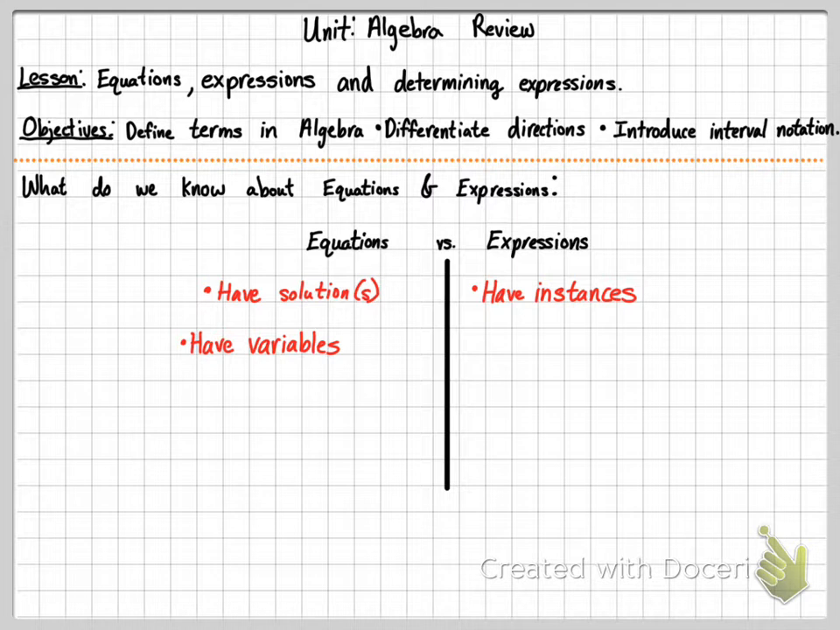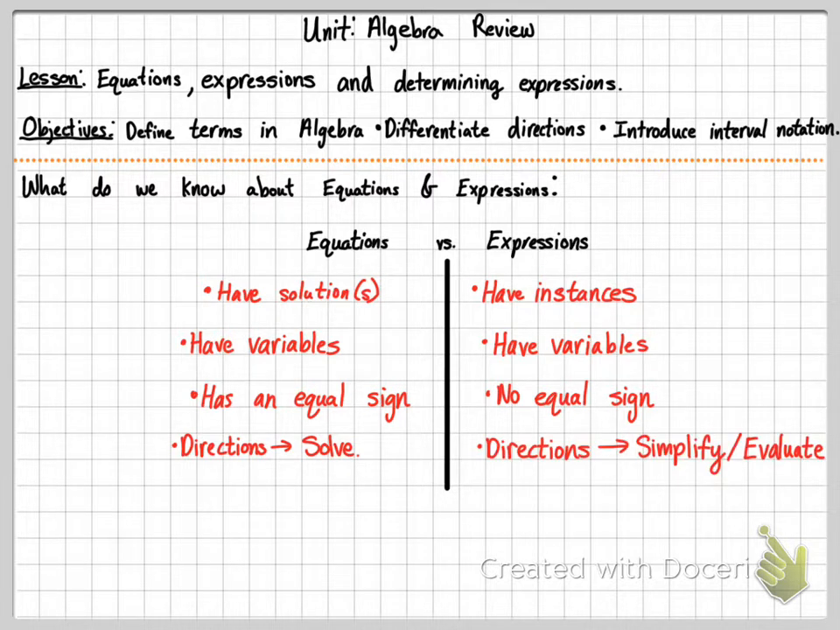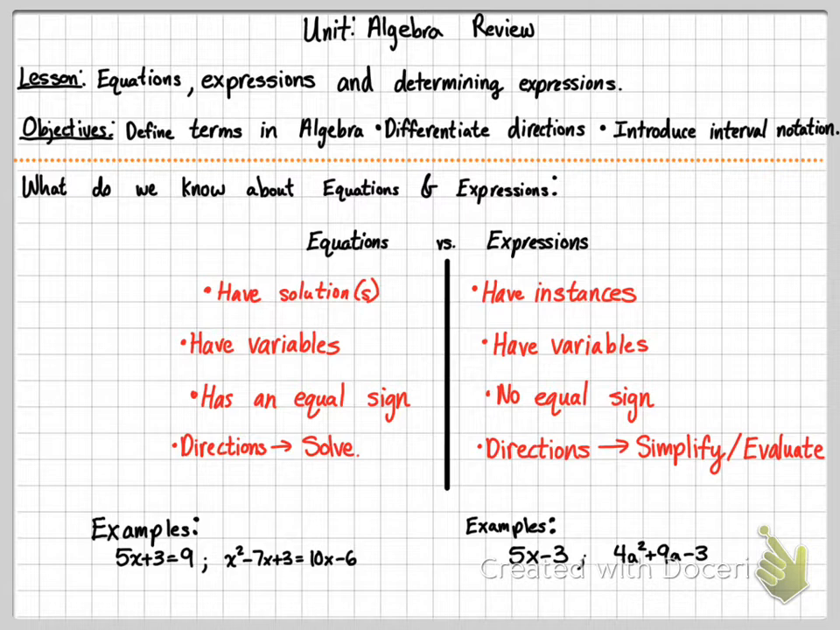An equation and an expression both have variables, so that's the same for both of them. An equation has an equal sign, an expression has no equal sign. And for an equation, the directions are to solve, and for an expression, the directions are to simplify. We can't solve something without an equal sign, right? So we're just going to simplify and collect like terms. So let's take a look.